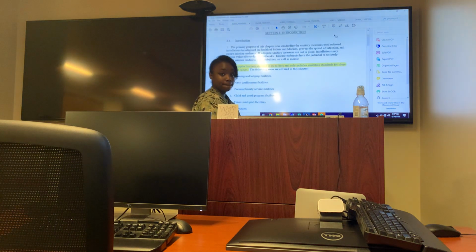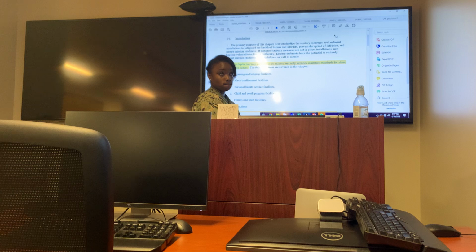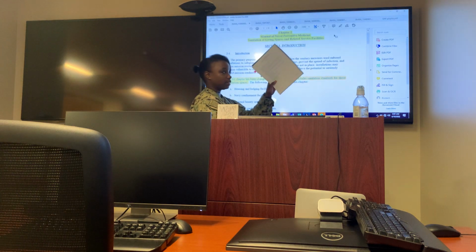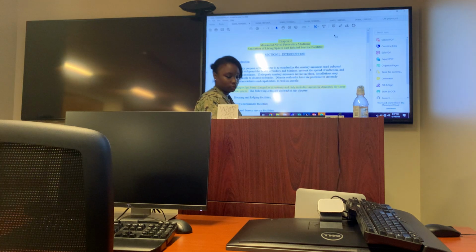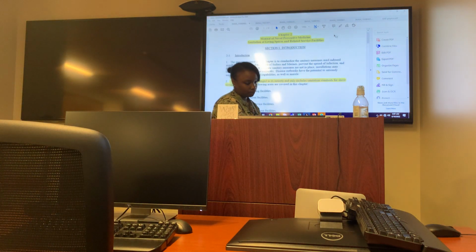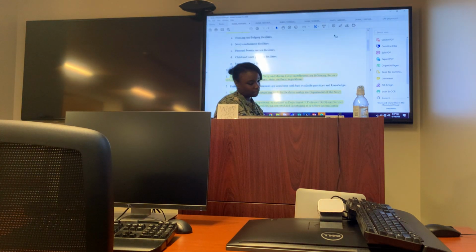One more time on the instruction or document that we're going over right here, highlighted one. Yeah, this is this book. Okay. Yeah, this is my inspection book. So that was the introduction.